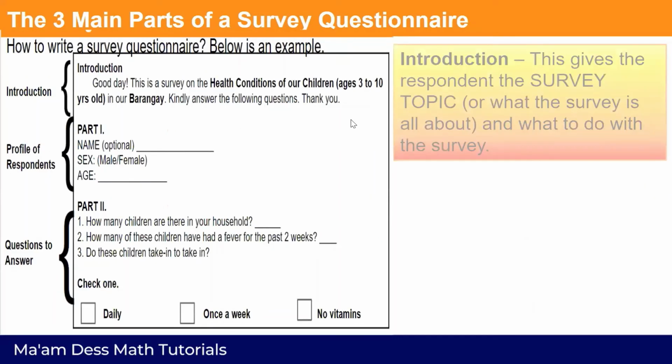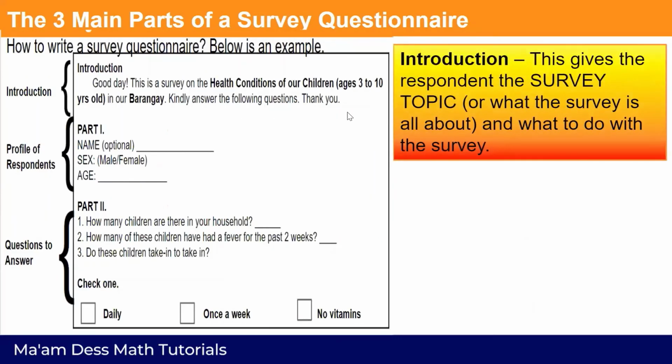Ayan. So ano po ba yung introduction? This gives the respondents the survey topic or what the survey is all about and what to do with the survey. Syempre, hindi naman po tayo magsasurvey ng hindi alam ng respondents natin kung ano ba yung topic na ginagawa natin or inaaral po natin or isinasurvey.